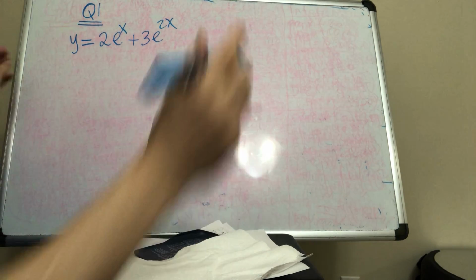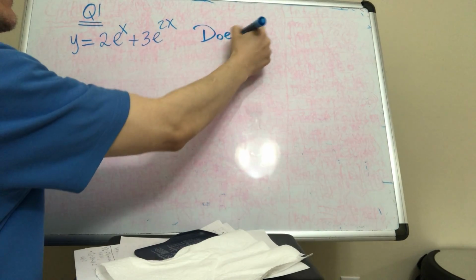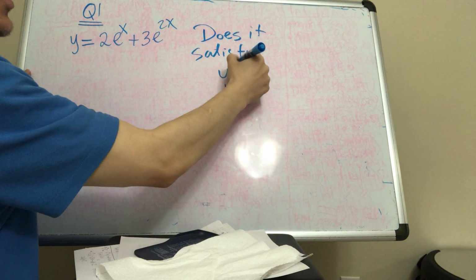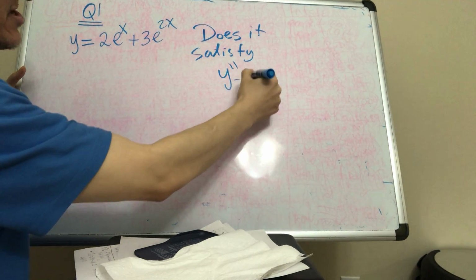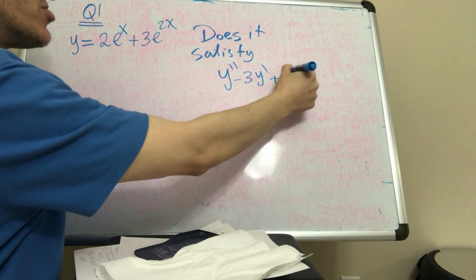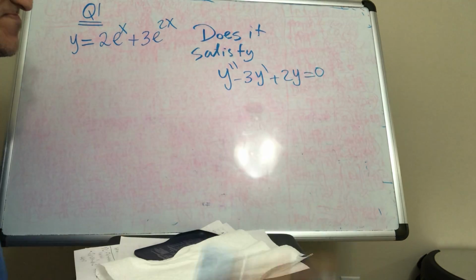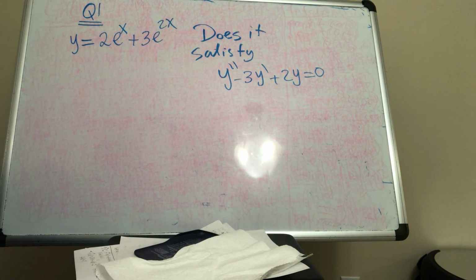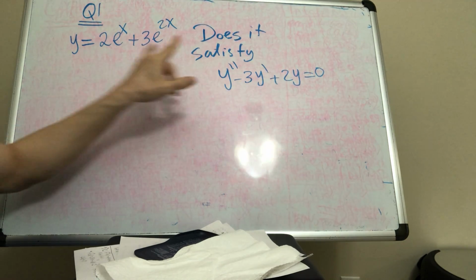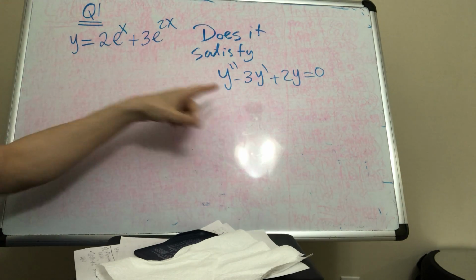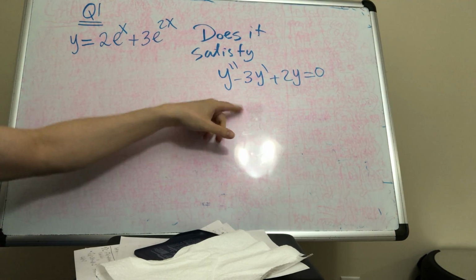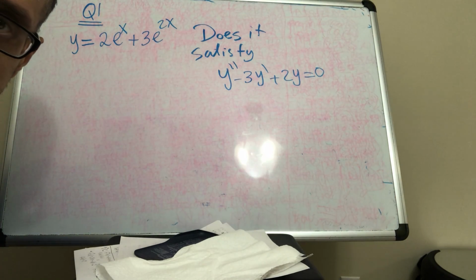does this function satisfy y double prime negative 3y prime plus 2y equals 0? So basically, if you put this in instead of y, and then take the derivative and put it here, and take the second derivative and put it here, would that actually go to 0?